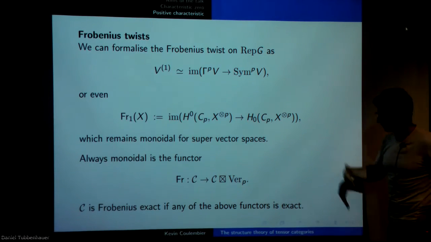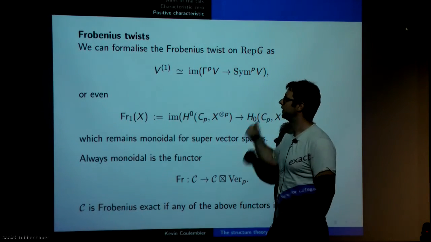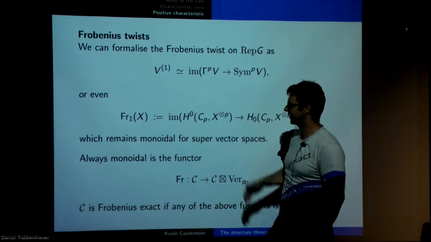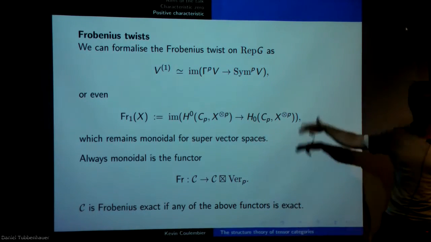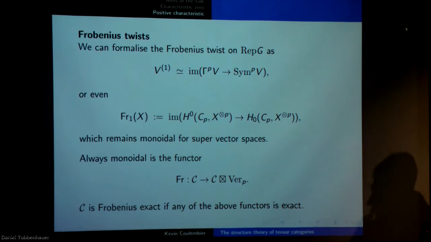And so now a more sensible definition for why it's called Frobenius exact. Something is Frobenius exact if and only if any of these functors is exact. They're all equivalent conditions.